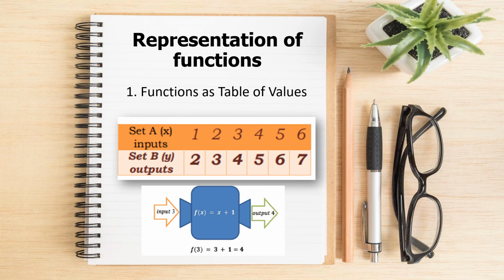So how to get these values from outputs? When you input 1 into our function, f of 1 equals 1 plus 1, and your output is 2. Same with your input of 2. When you evaluate this, simply replace x by 2, f of 2 equals 2 plus 1, which is 3, and so on. That is our table of values.